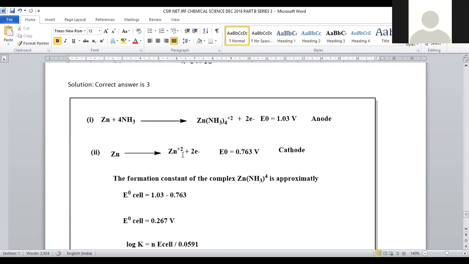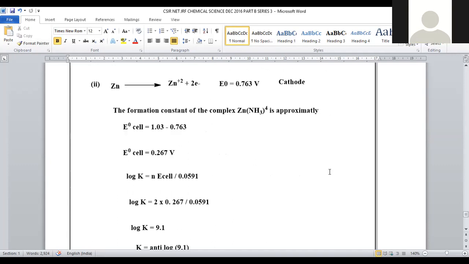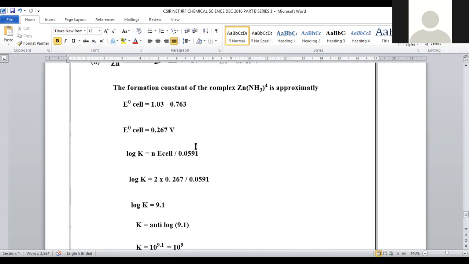Right now, zinc turned into Zn2+ by releasing 2 electrons. Standard electrode potential is 0.763 volts, called cathode. So why is it cathode? Even here electrons are released, but compared to this one, here the extent of electrode potential is less. Obviously, higher potential is considered as anode and lower will be cathode. So in this manner, we can differentiate. The requirement is formation constant for this Zn(NH3)4, approximately. That is given by taking anode minus cathode, E anode minus E cathode will be taken.